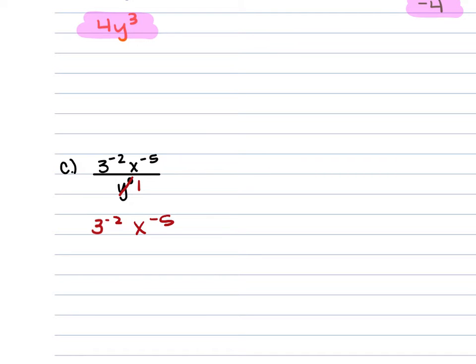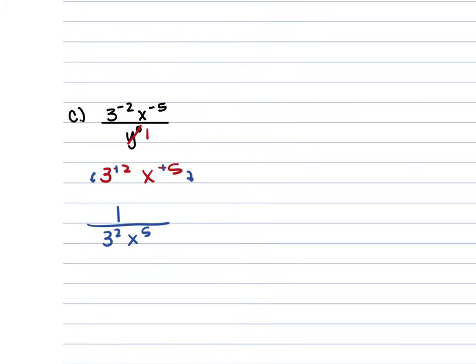Now turn the negative 2 and the negative 5 into positives. Take the reciprocal of them. So this is going to be 1 over 3 squared times x to the 5th power. That 3 squared is 9. So simplify this. It's just 1 over 9x to the 5th power.